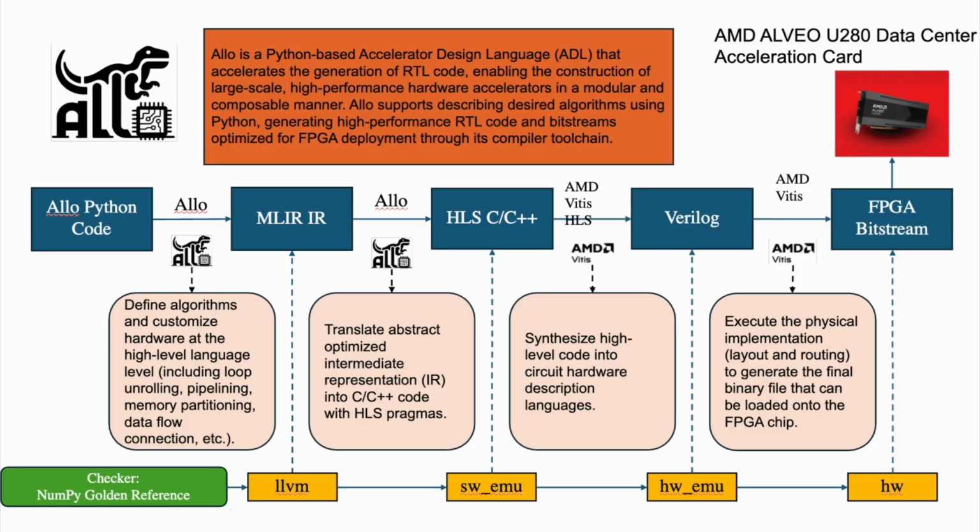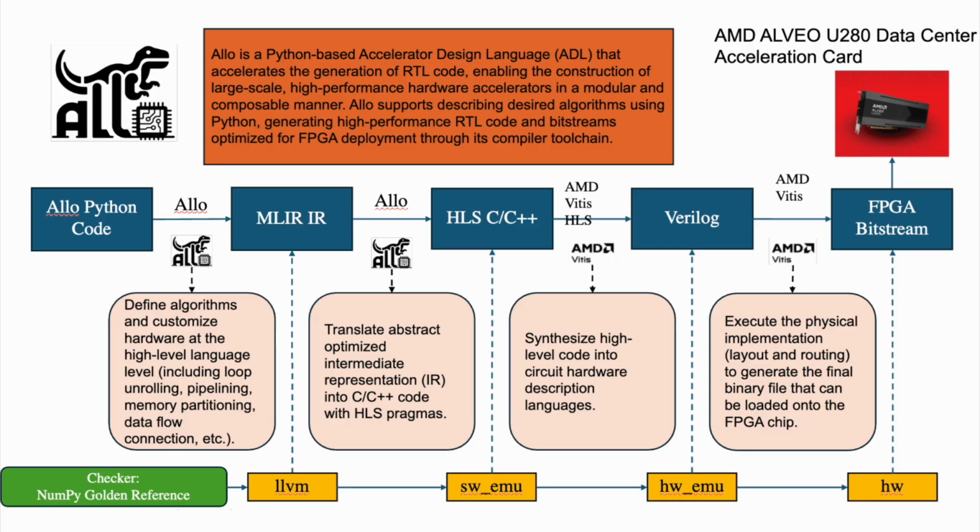I will first introduce the core tool for this project, Allo. It's a Python-based accelerator design language. Its core value is allowing us to build high-performance hardware accelerators using a high-level language, simplifying deployment by adopting a software mindset for hardware design.